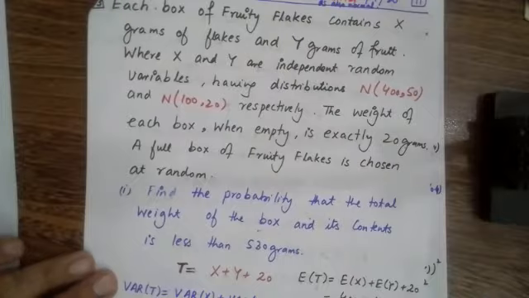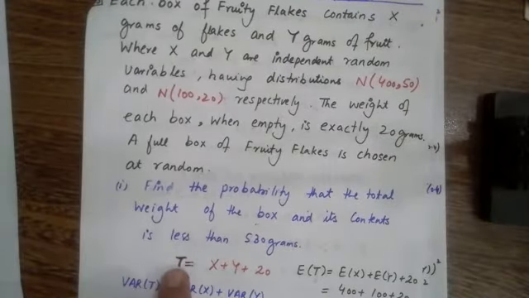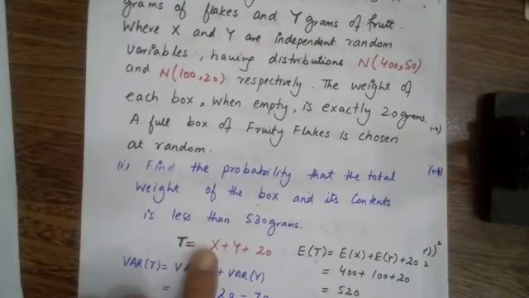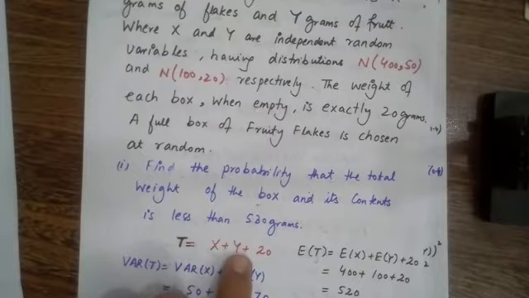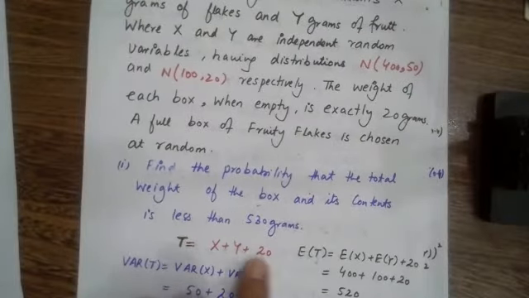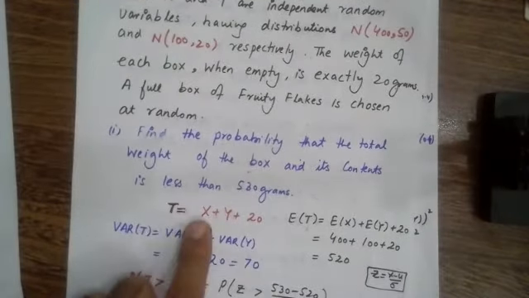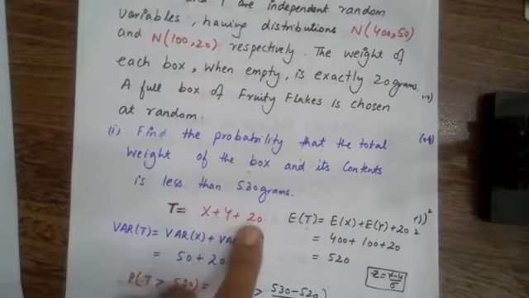Now we define another variable, which is called total weight. Total weight is equal to X, the weight in grams of the flakes, plus Y, the weight in grams of fruit, plus 20, the exact weight of the box. There is no variation in the weight of the box. It is assumed that boxes are made very precisely and do not show any variation. The expected value of the total weight is equal to the expected value of X plus the expected value of Y plus 20.